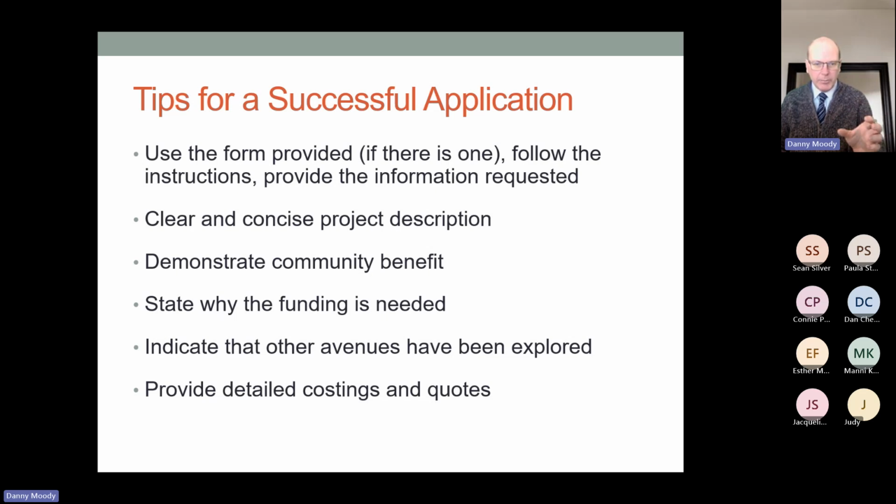You might have just a few sentences and a few minutes to grab a councillor's attention and say, wow, this is a really good application. This is something that we must support in the community. It's grabbing their attention in a very short space of time. The way to do that is to directly demonstrate community benefit.